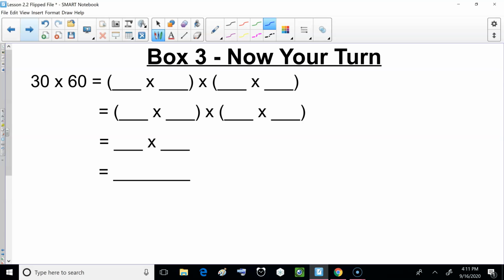We have 2 problems for box 3, so draw another line. Box 3, now it's your turn. We have 2 problems for you to solve today. The first one is 30 times 60. So we want to see how you can break apart 30 and break apart 60 and work your way into solving what is the answer of 30 times 60. Pause the video right now and work on solving this problem.